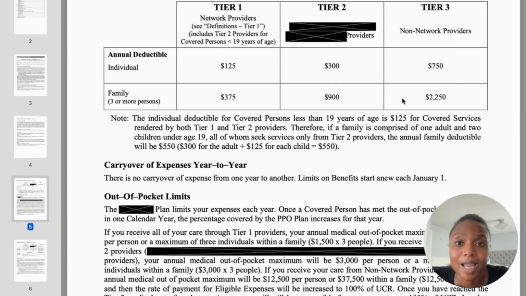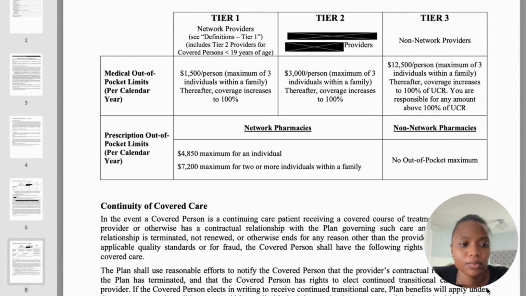So now let's move on to the out-of-pocket max. So moving on to the out-of-pocket limits, which is also called your out-of-pocket maximums in different plans, you'll see that this SPD has it organized differently than the last SPD. On the top row, you have your medical out-of-pocket limits for your medical claims. And then on the bottom row, you have your prescription out-of-pocket limits for prescription claims. And we're just going to focus on the top row medical claims for now.